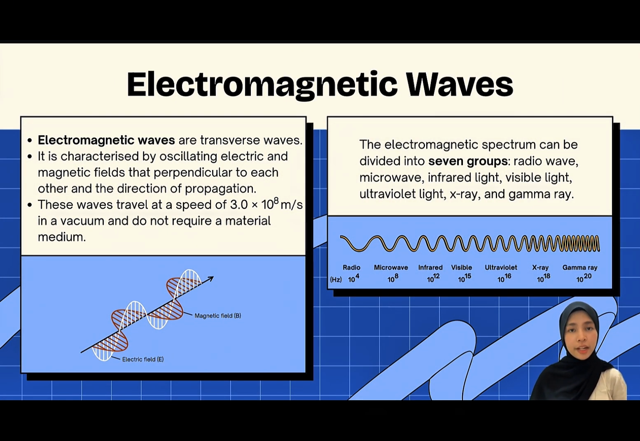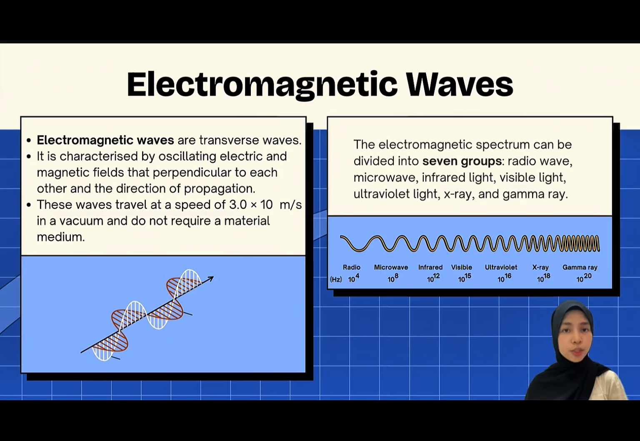Electromagnetic waves are fundamentally transverse waves. This means they are characterized by oscillating electric and magnetic fields. These two fields are entirely perpendicular to each other and to the direction of propagation. These waves also travel at a speed of 3.0 times 10 to the power of 8 meters per second and do not require any material medium to travel through. The diagram below shows exactly how these waves travel in three-dimensional space.